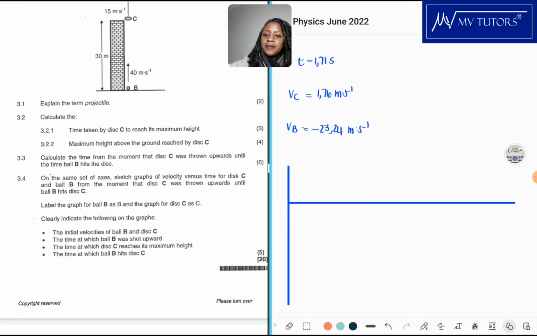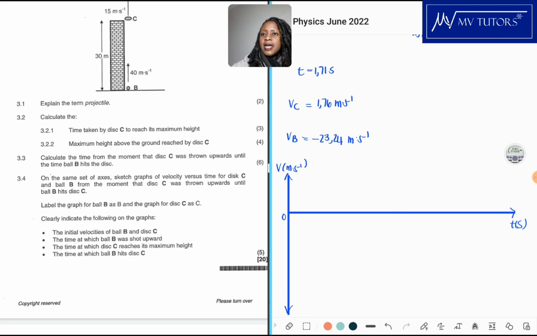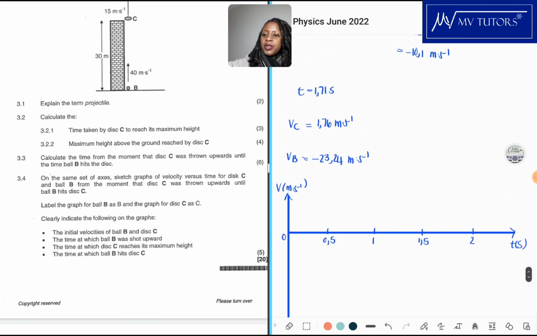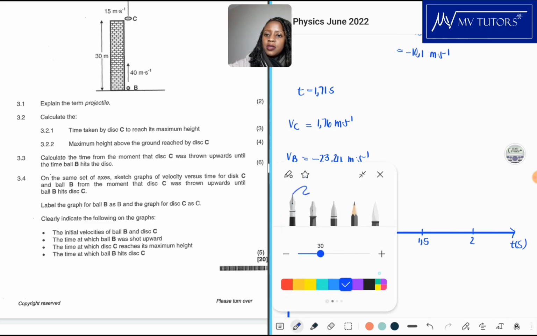Okay, so we have velocity here on the y-axis, and then we have time in seconds. We have 0. What intervals should I use? 0.5, and then we have 1, 1.5, and 2. I will use green for C.